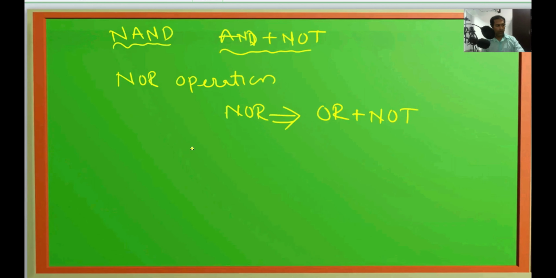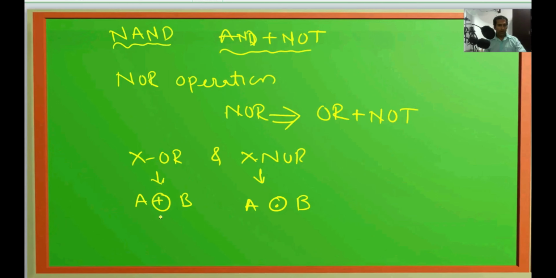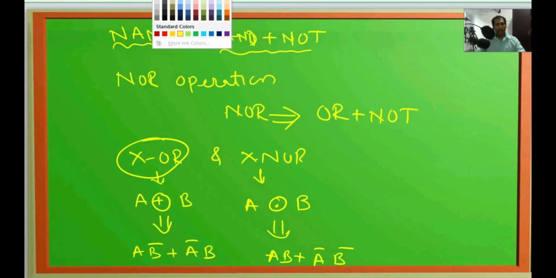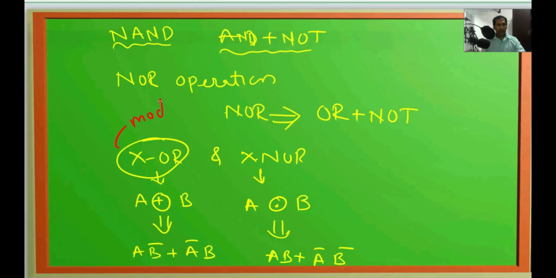Apart from that, we have two other gates. The first one is XOR and the other one is XNOR. The XOR and XNOR operations on variables A and B in Boolean algebra are denoted by A XOR B or A XNOR B. XOR is equal to A B bar plus A bar B. XNOR is equal to AB plus A bar B bar. We will discuss them again. The XOR operation is also called modulo 2 addition.